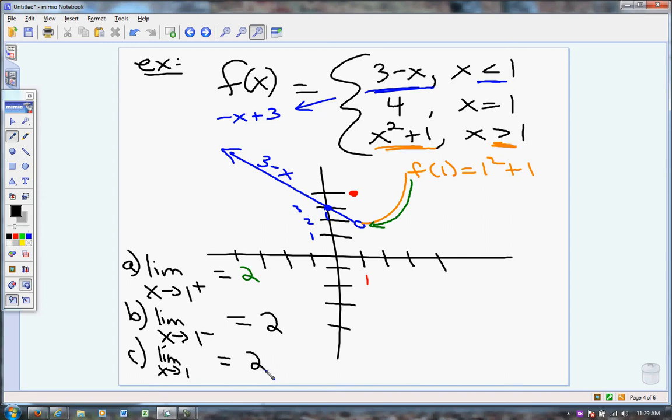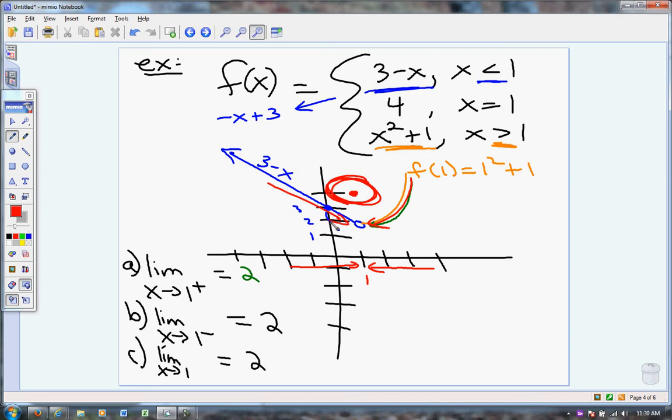2. So even though we have this screwy little dot up here, we don't care about that. We're concerned about what is happening as we get really close to 1, not right at 1. Okay? Right at 1, yes, we know it's way up here. But as we get really, really close from the left and the right, from both sides, we're approaching 2.